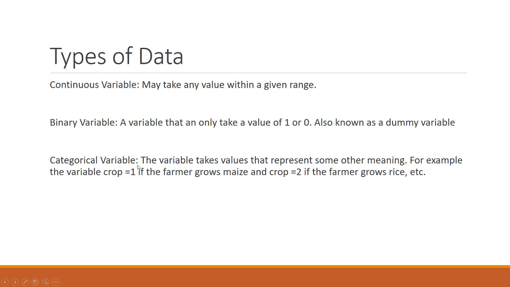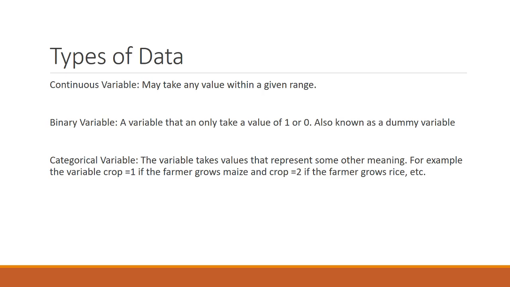And then a categorical variable. A categorical variable is a variable that has a number, usually, or sometimes it can just be a script. We'll see that later as well. It usually has a number, but the number doesn't mean anything. The number itself doesn't mean anything. The number is just a label for something.